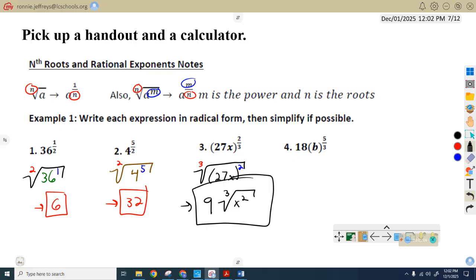All right. Now, remember what I said previously about the parentheses. What is the only thing in the parentheses on number 4? B. That means this is the only thing that has the weird stuff.